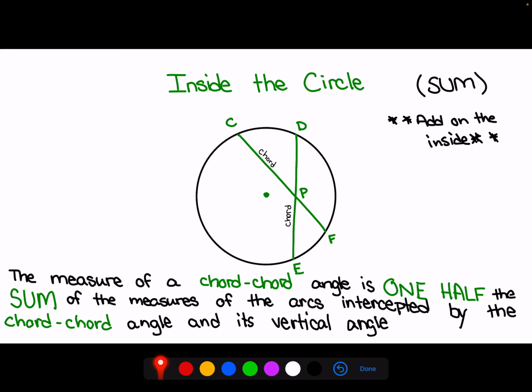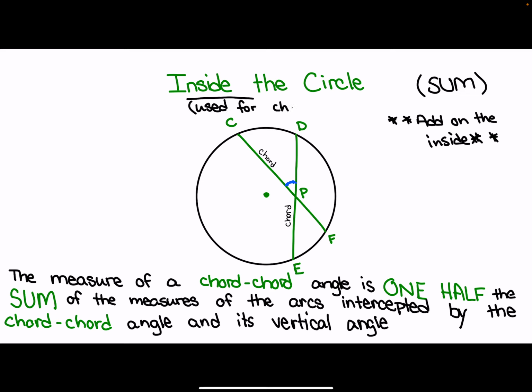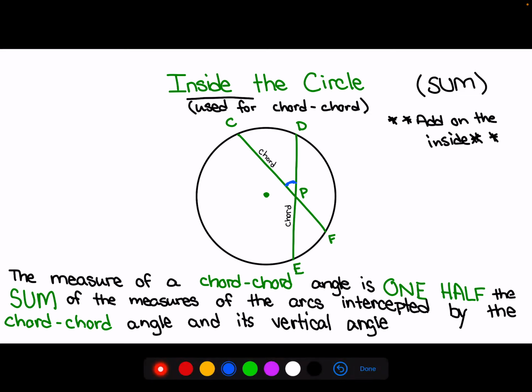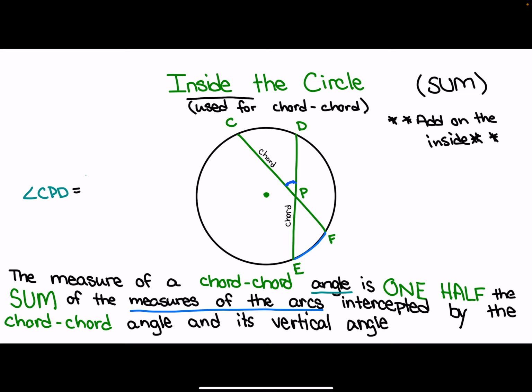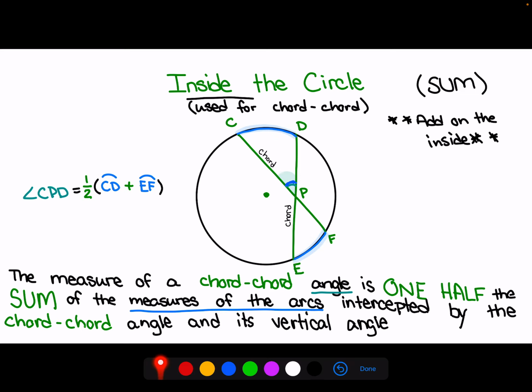So to make this easy, let's say that we're trying to find this angle right here, angle P, angle CPD. Well, then I can say that angle CPD is going to be half of the arc that's facing plus the arc that is behind it. Let me rephrase that. Half of the arc that's facing plus the arc that is behind it. So therefore, angle CPD is equal to 1/2 of arc CD plus arc EF. And it will always be add when we're inside the circle.